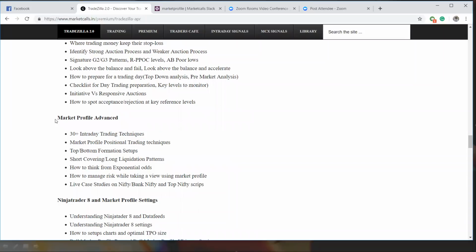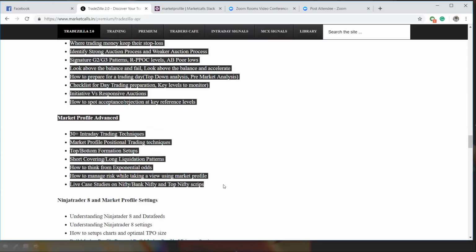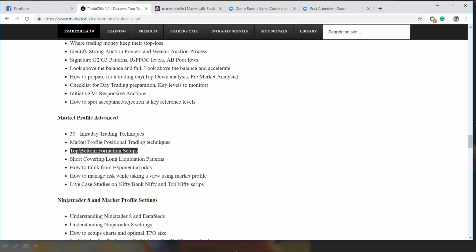Finally, the trade setups are where we'll be discussing. We'll do it side by side, but we'll also take one or two stretches of sessions to explain the setups. In terms of setups, what are the setups you can anticipate? What are the top and bottom formations, and what are the positional trading zones you have to watch out for? There are 30 plus intraday trading techniques.